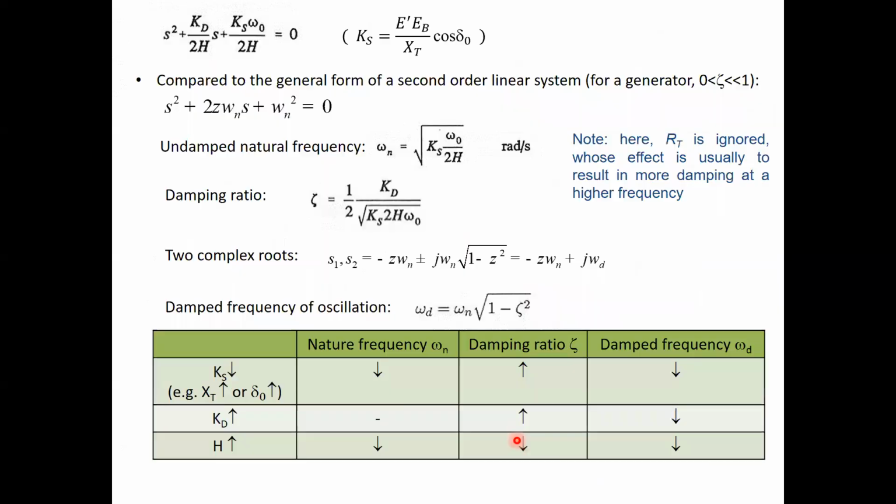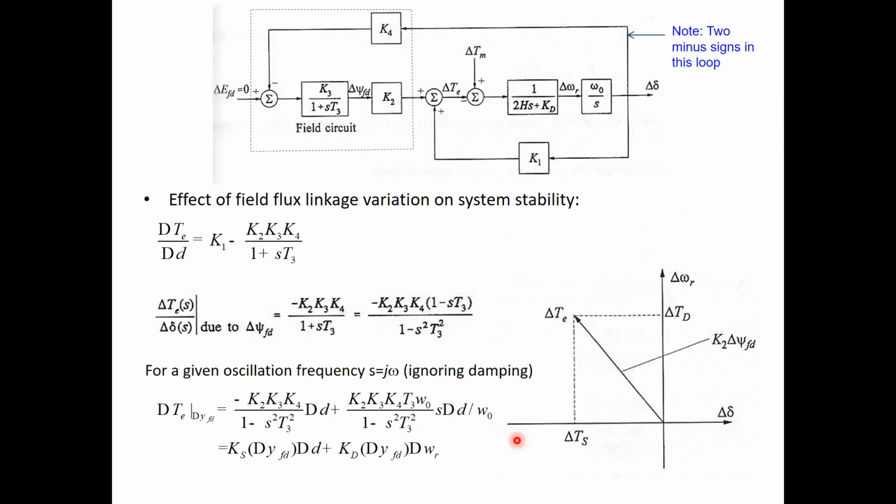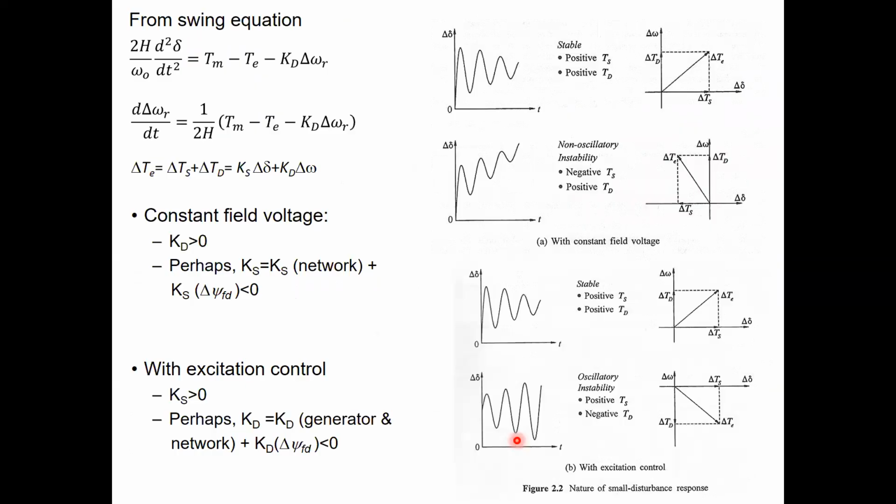So in that case, it becomes d square delta by dt square here, and then we have this term: mechanical torque, electromagnetic torque, and the load damping constant part. We just manipulate it this way. And now you see the torque is the synchronizing torque and the damping torque. The synchronizing torque is the synchronizing torque coefficient times del delta, and the damping torque is the damping torque coefficient times del omega, right?